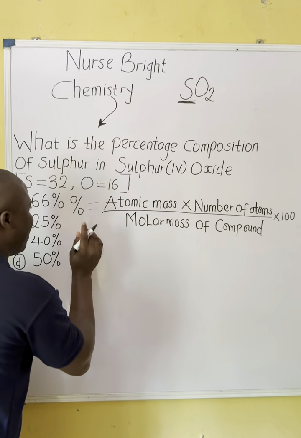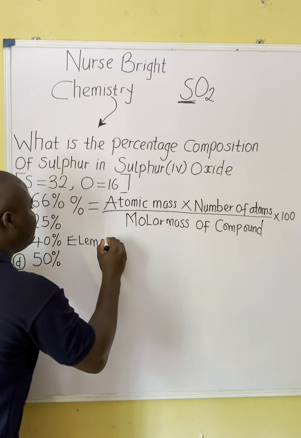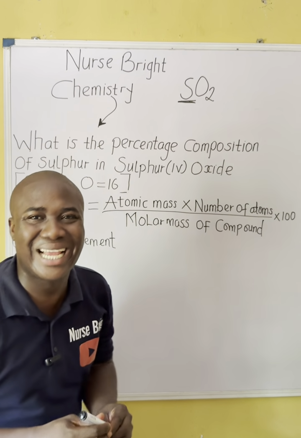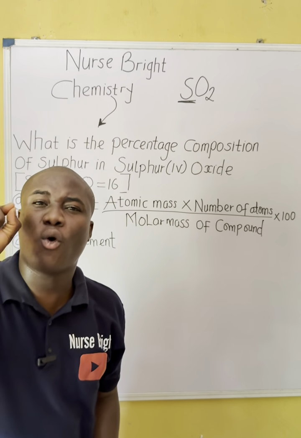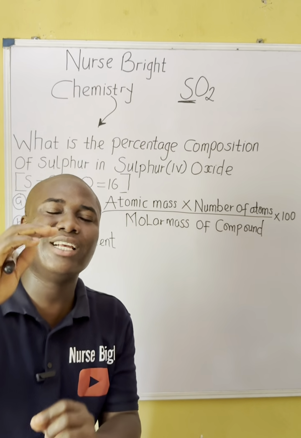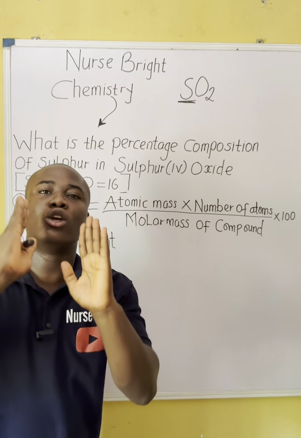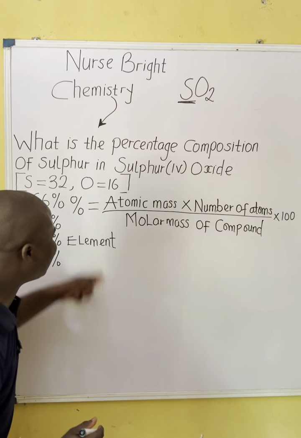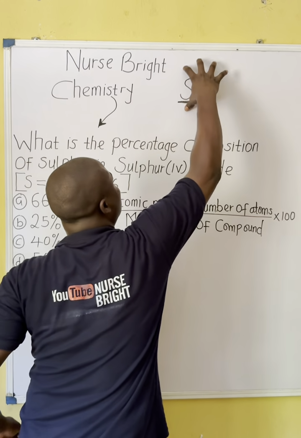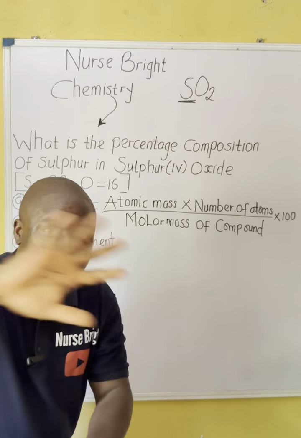I'm going to write elements down here. Elements meaning that I'm going to write out the elements that are present in the compound. That's what you do to solve questions on this aspect. Ensure you understand what you are doing. So since I saw the compound sulfur 4 oxide, I first of all write out the elements forming this compound. And what are they? Sulfur and oxygen.